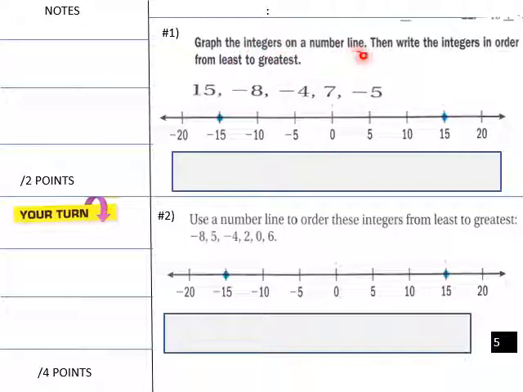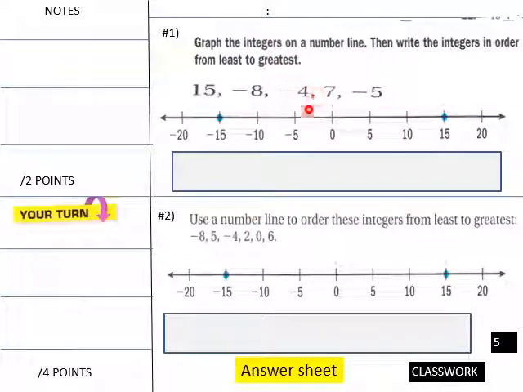Graph the integers on a number line, then write the integers in order from least to greatest. So we're going to plot these. Students, use a number line to order these integers from least to greatest. This is your independent practice. This is the guided practice up here. We're going to do this in class.